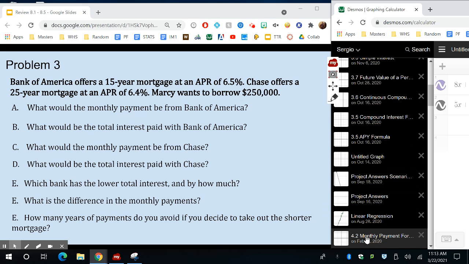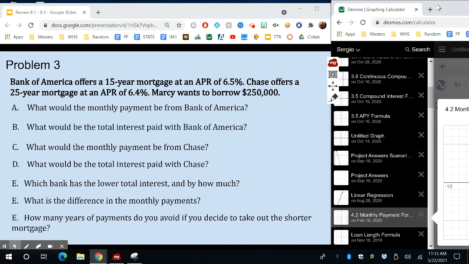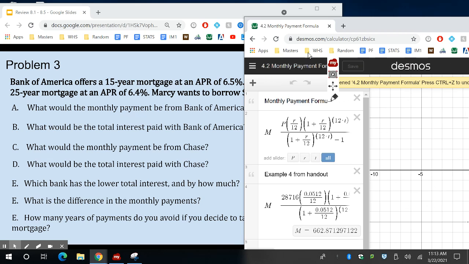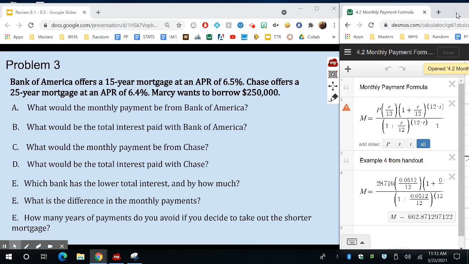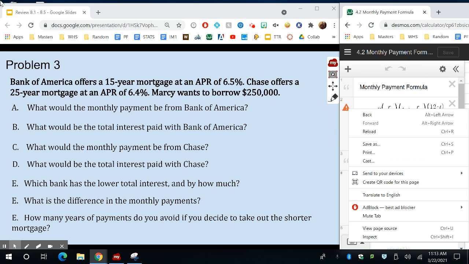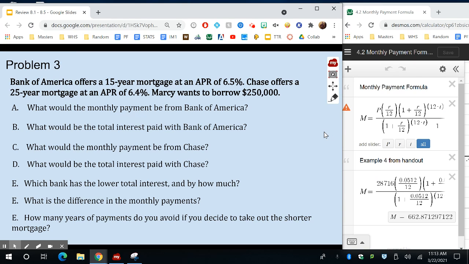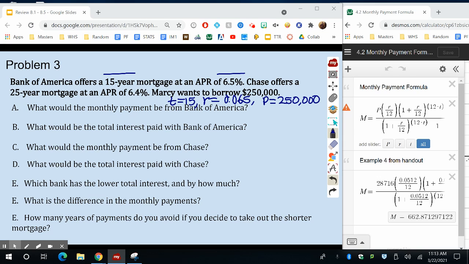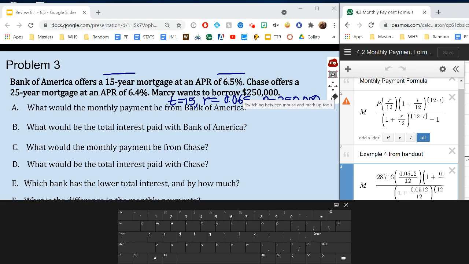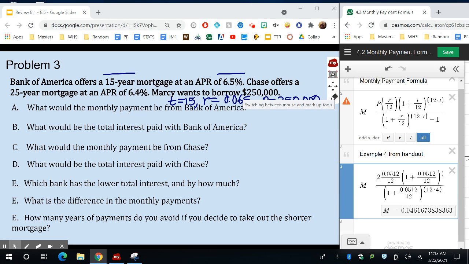So by now you should have it saved on your Desmos. So the first one, for Bank of America, we have time is 15 years, the interest rate is 0.065, and the principal is 250,000. Okay, so now I'm gonna put all of that information here on my formula, and we're gonna find her monthly payment.